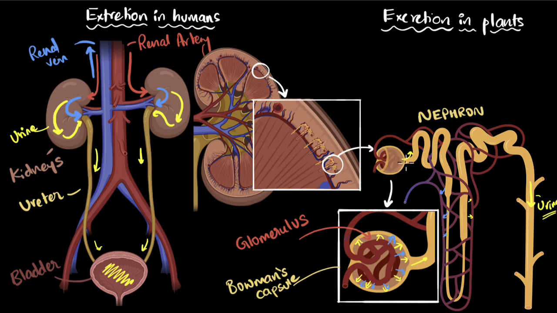Which means the first part of filtration happens over here from the glomerulus into the Bowman's capsule. But then we realize too many things have also gone out. We want to reabsorb a few things, and the rest of the nephron is to reabsorb. And finally, whatever remains is the urine that goes into the ureter, goes into the bladder, and comes out.